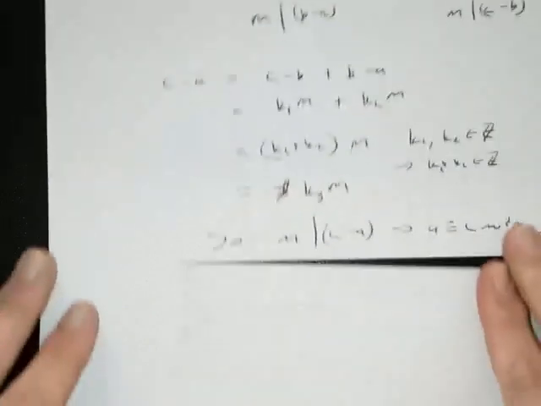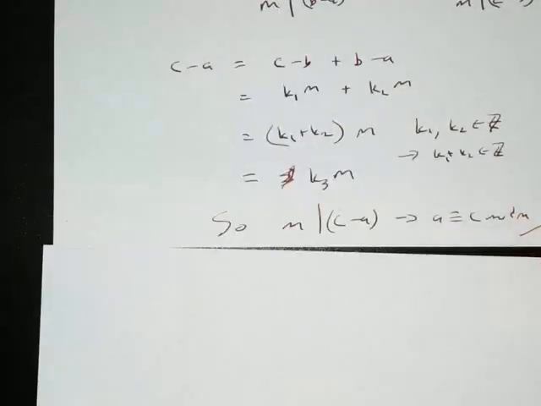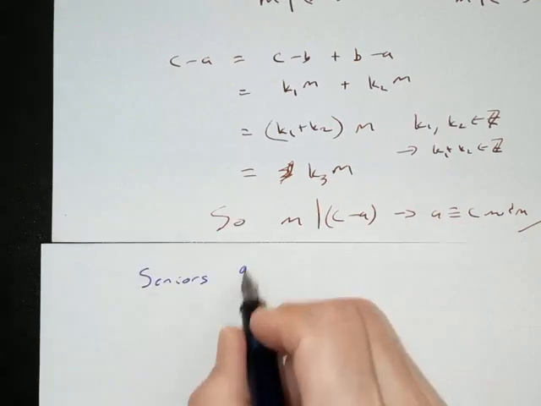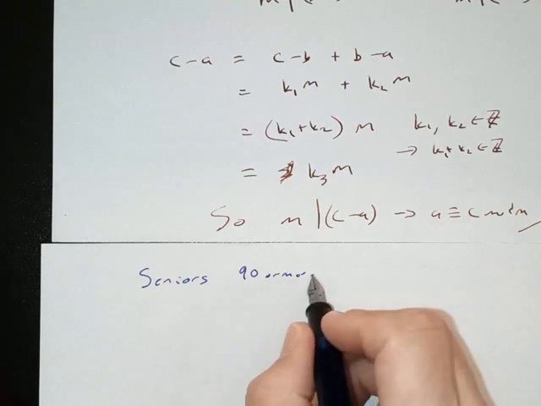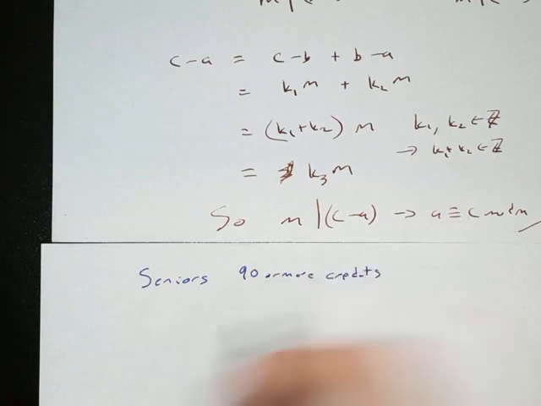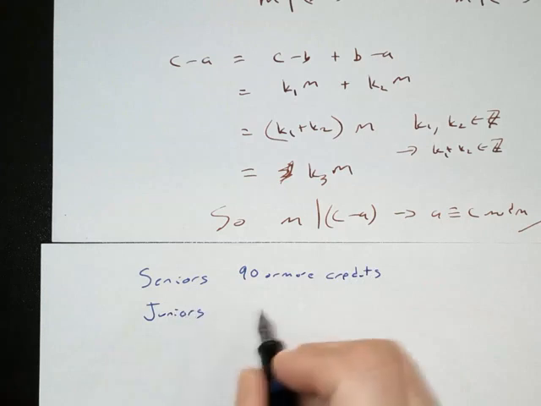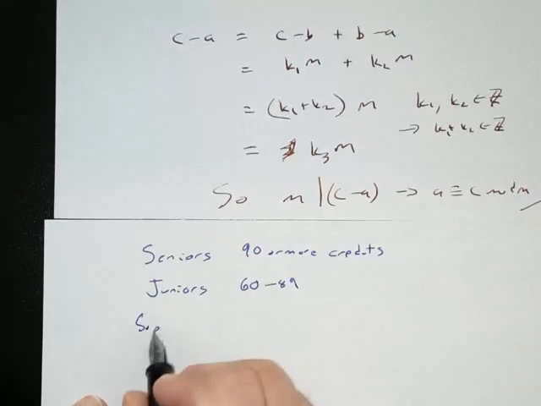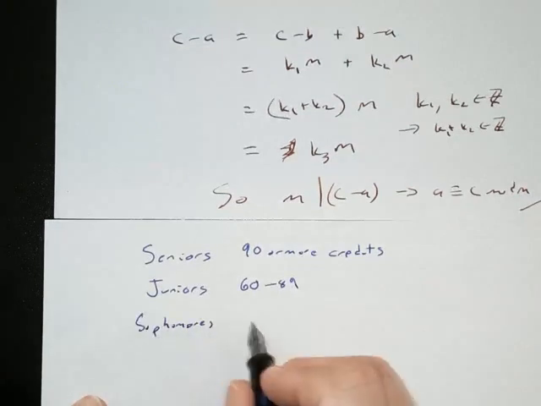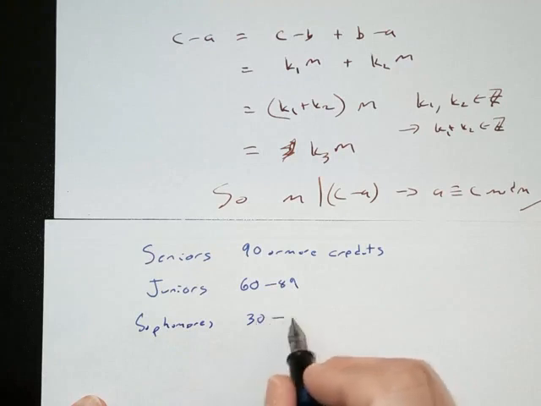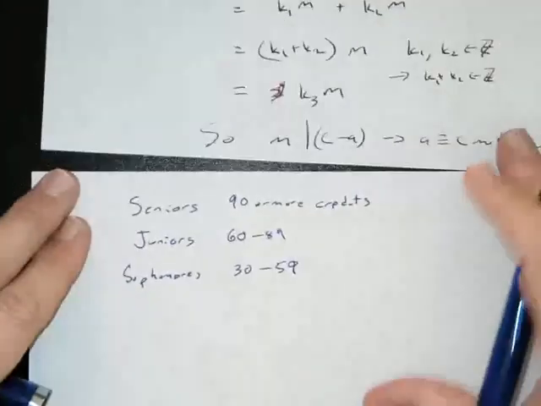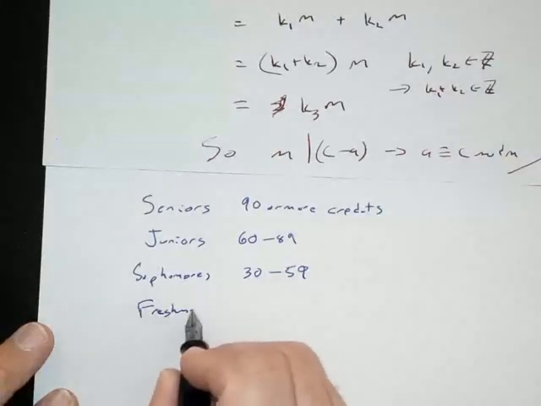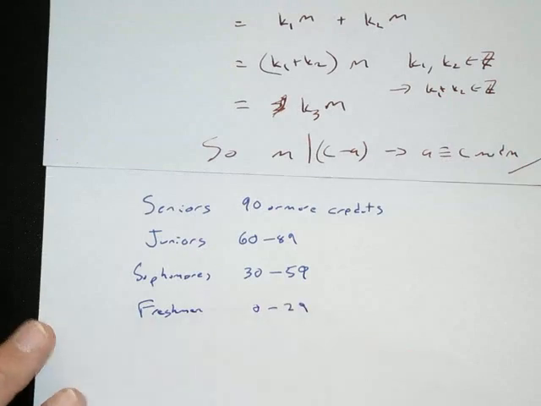I don't remember what the date was, but there was a date that it said seniors, as in people who have 90 or more credits. And then we had juniors, which had 60 to 89 credits. And then we had sophomores, which had 30 to 59. And then we had freshmen, which had 0 to 29.